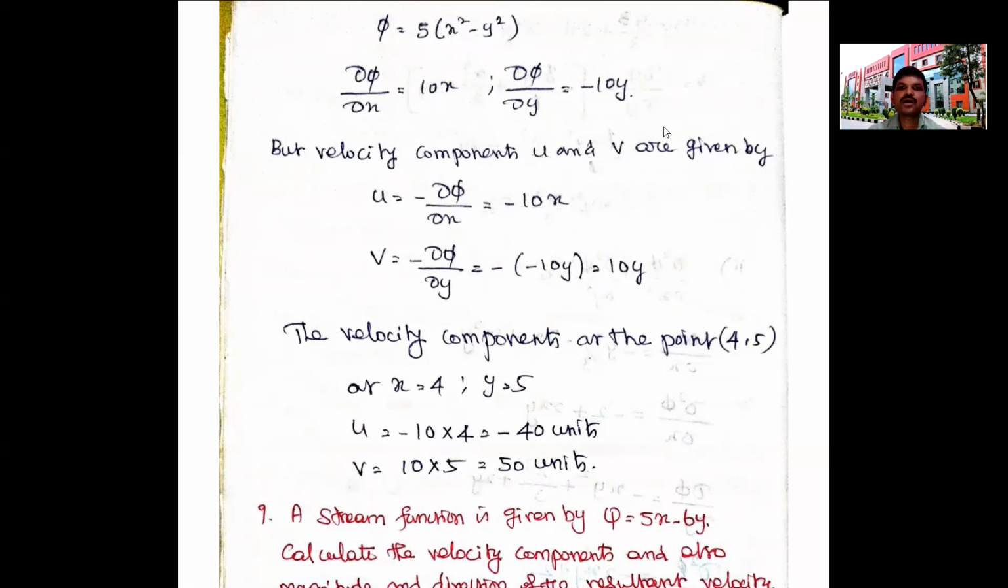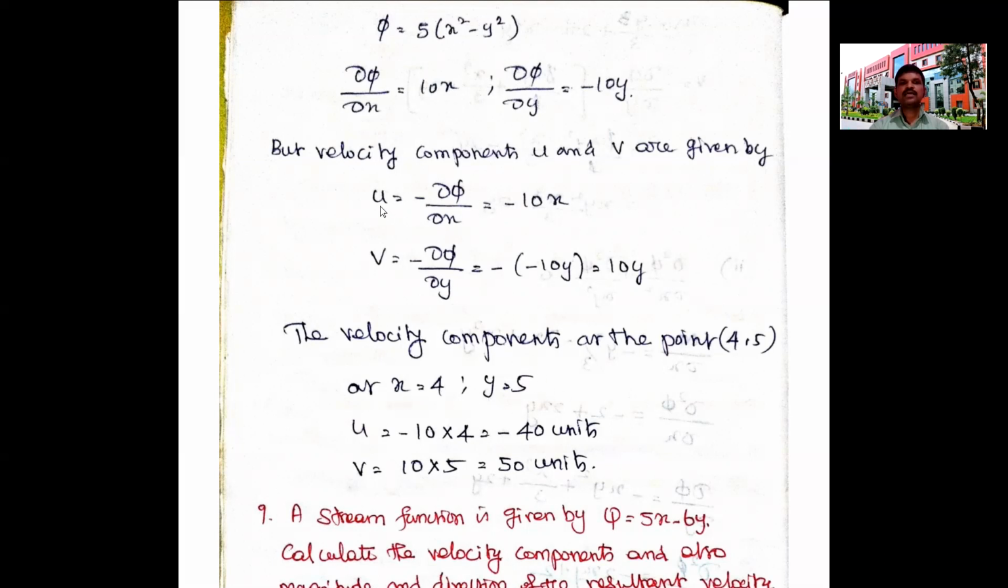Already in the equation a minus is there, and in the formula one more minus is there. So minus into minus is plus, which is equal to plus 10y. So for the u term, the velocity component in x direction is minus 10x, and the velocity component in y direction is 10y. On which coordinate are they asking? They are asking the velocity component at 4, 5. So here x is equal to 4, y is equal to 5.